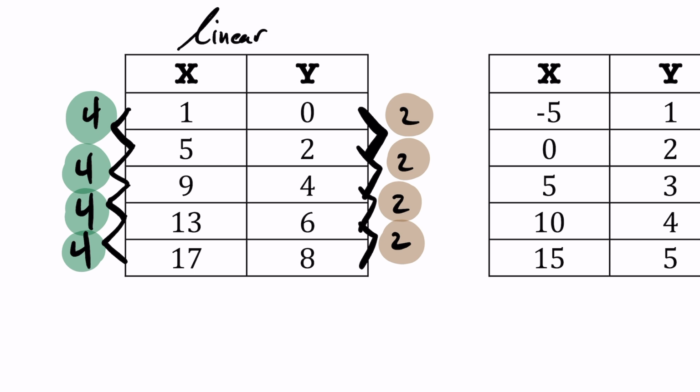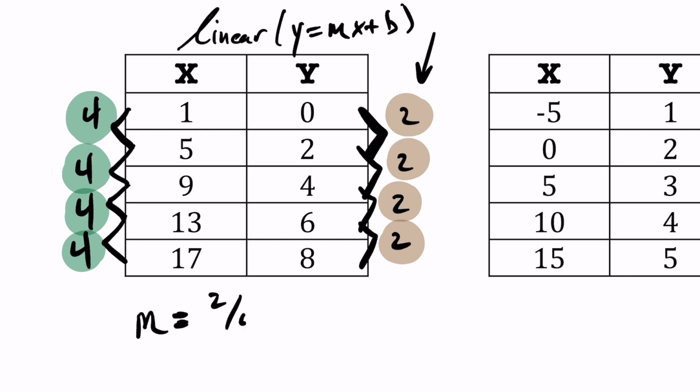And because it's a linear relationship, I now know I can express this relationship in the form y equals mx plus b. So we have to find our rate of change, also known as our slope, and our initial value. Your rate of change, your slope, is going to be the change in your y's over the change in your x's. I'm changing in my y's by 2 every time, and I'm changing in my x's by 4, so this becomes a half.